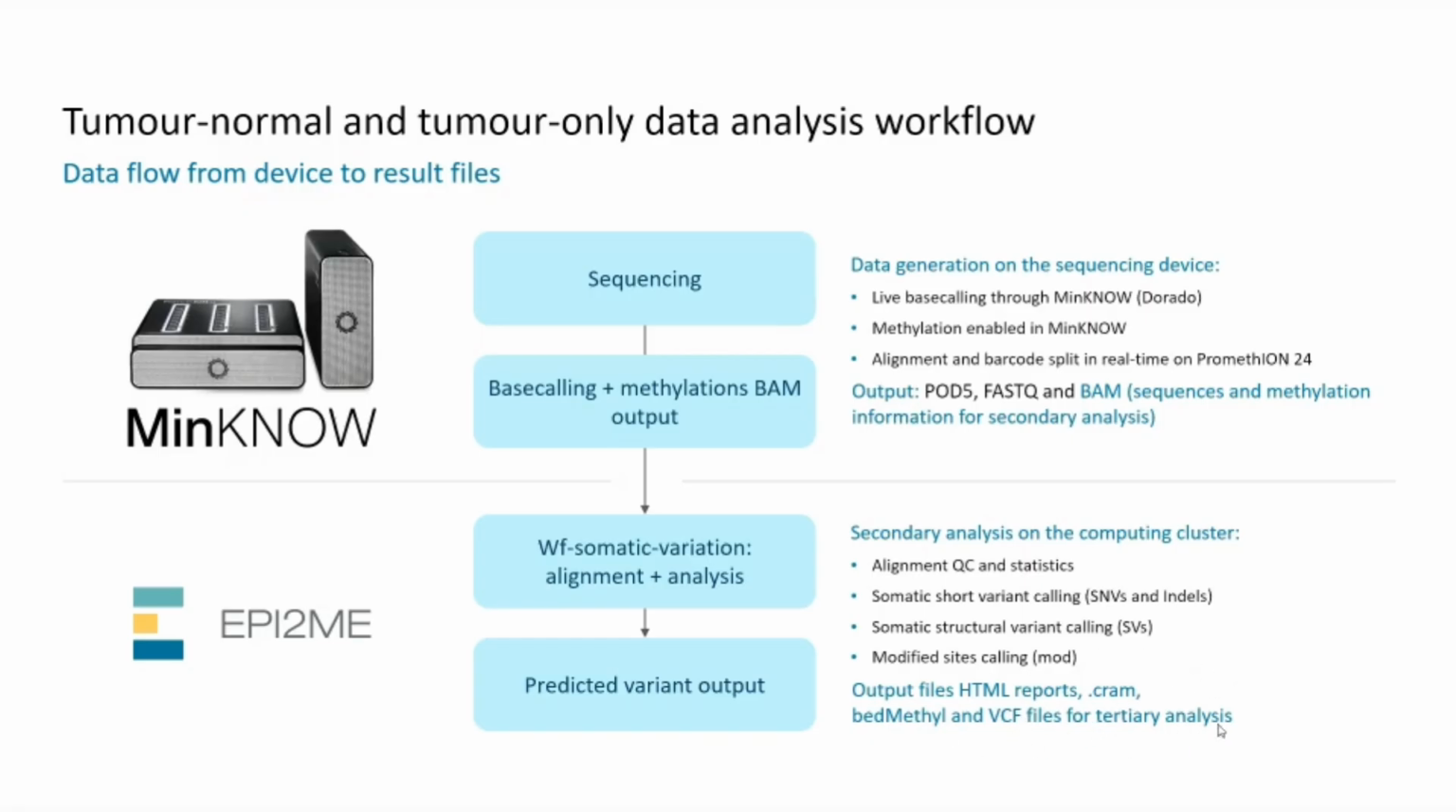All of this analysis is considered a secondary analysis. And then if we want to get even more insights from the data, we might need some tertiary analysis to look in more detail at each of the SNPs or each of the variations.